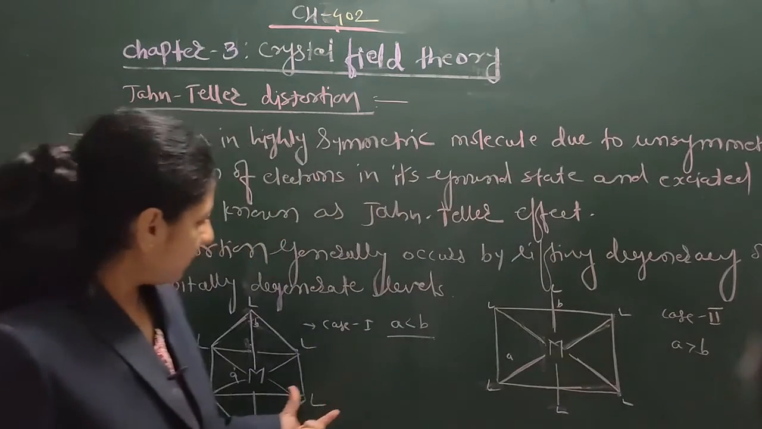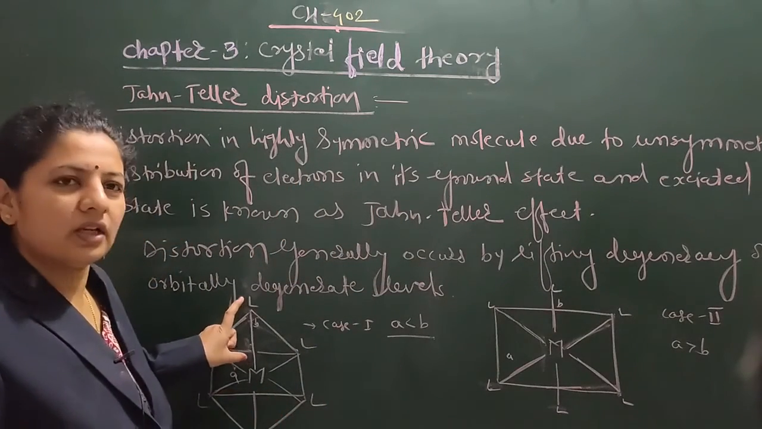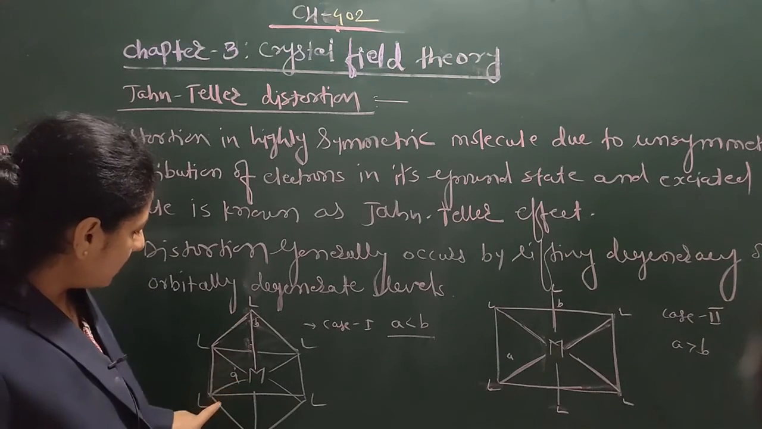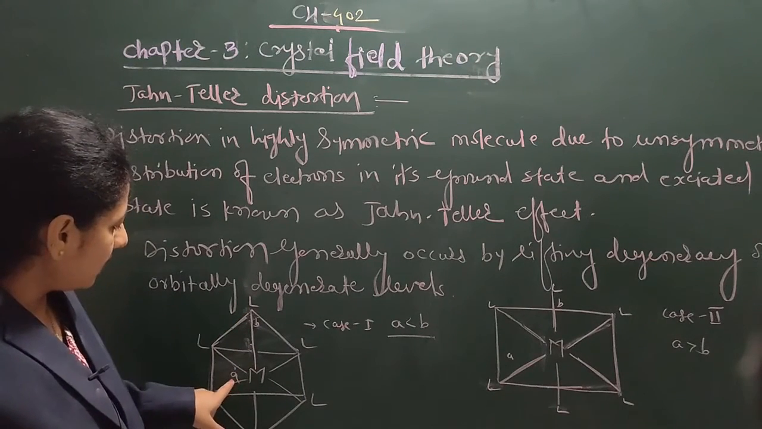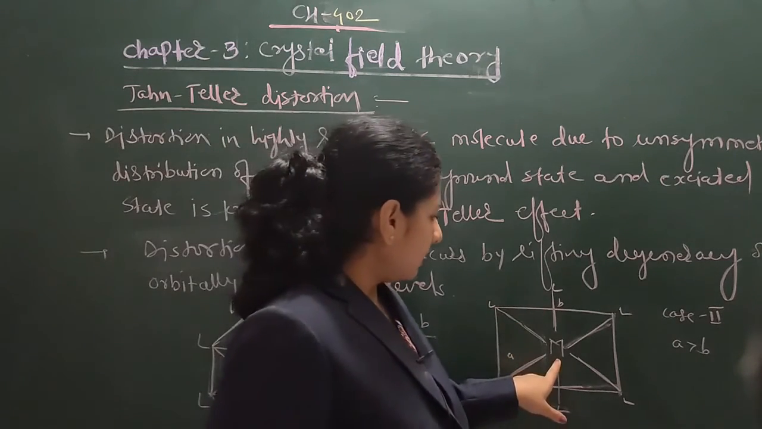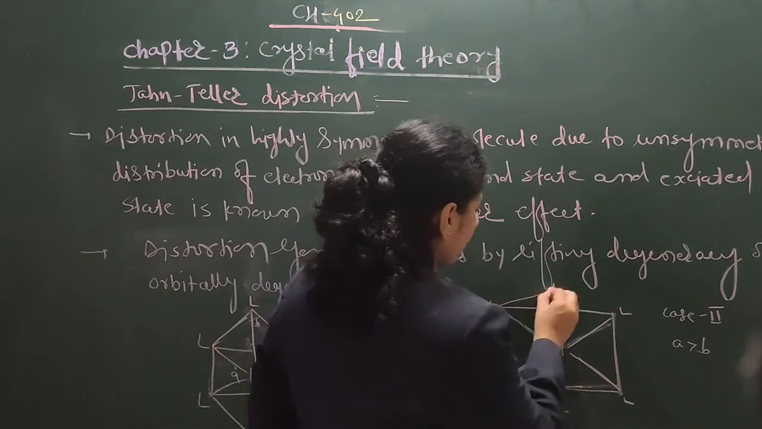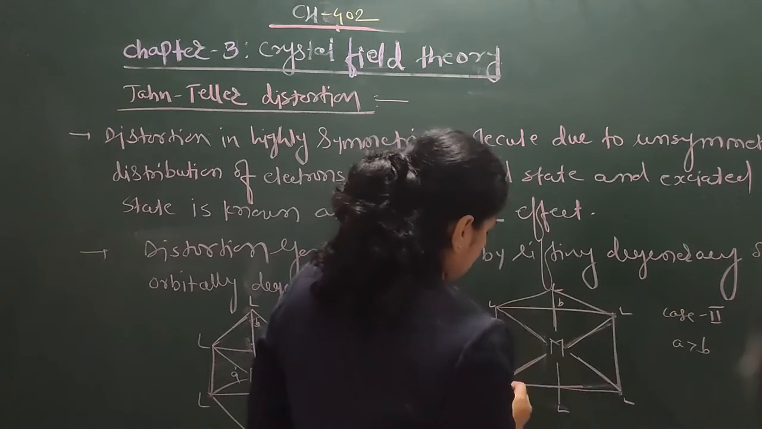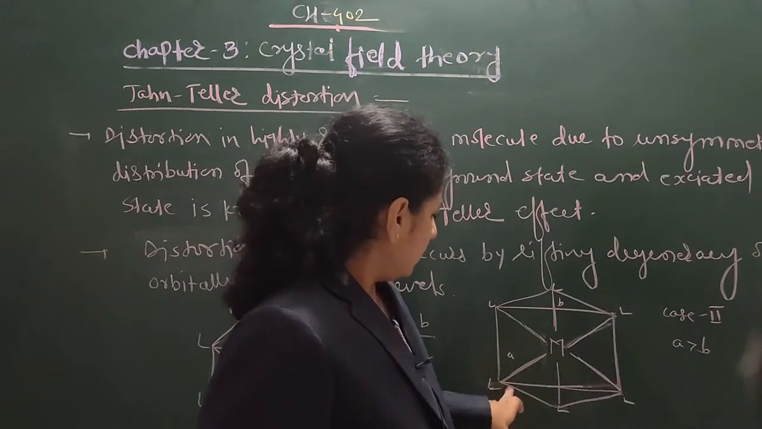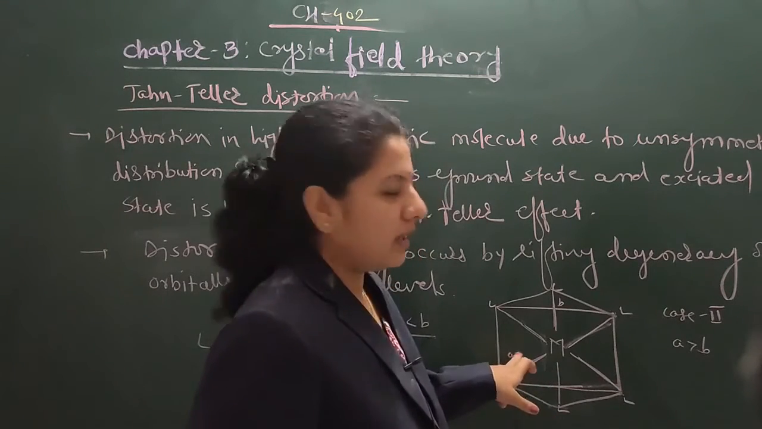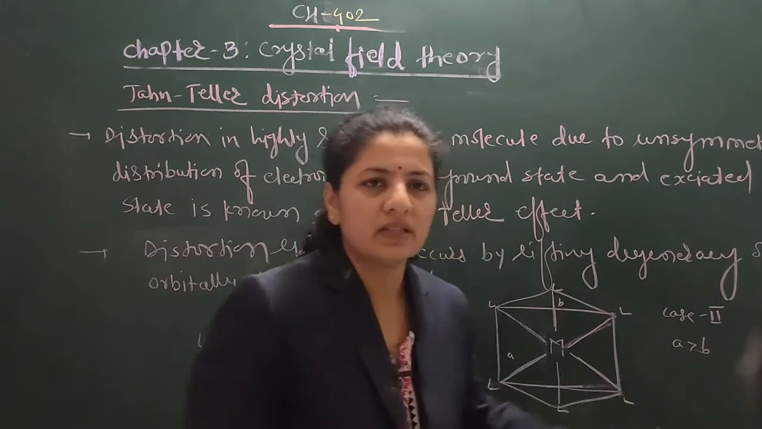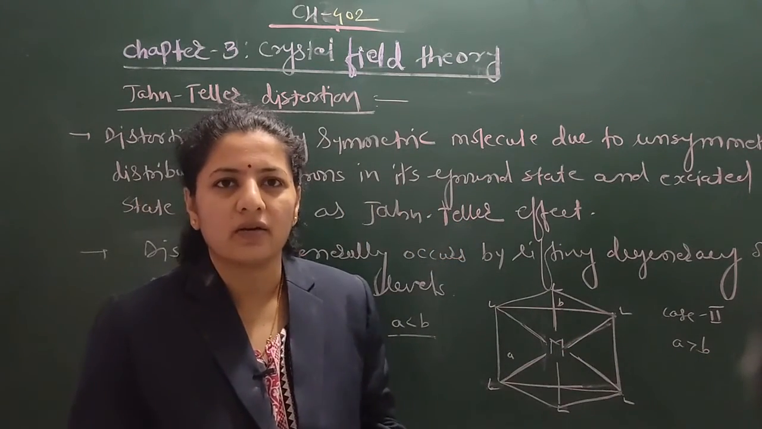There are two types of distortion. There is elongation in this ML bond, which is the B length, and there is a shortening in the ML bond, which is the A length, so B is greater than A. And here there will be elongation in the ML bond, that is A, and a shortening in the ML bond, that is B, so A is greater than B. So these are two cases which arise in octahedral complexes.